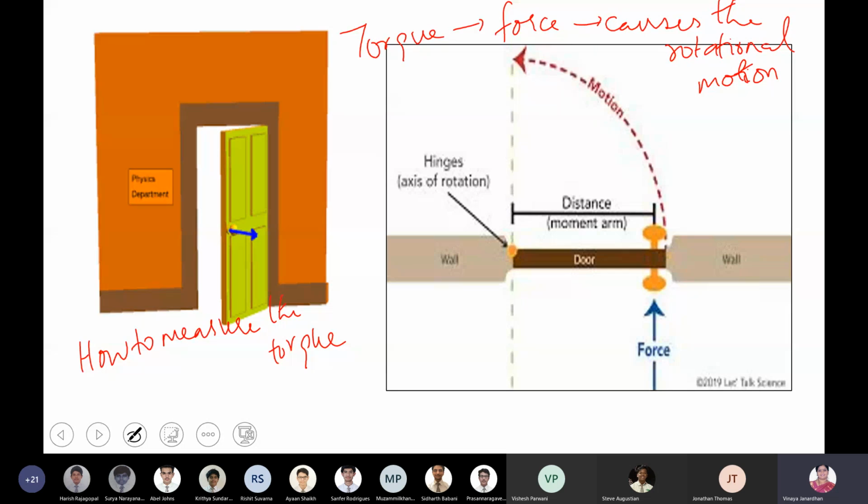You're causing the door to rotate about an axis passing through its hinges. You know what hinges are, yes or no, boys? Yes, ma'am. Now your door is going to rotate about an axis which is passing through the hinges, right? So look at this diagram. You apply a force on the knob. If you want to open a door or close a door, you apply a force on the knob of your door, right? Is that clear, boys? Can you imagine that?